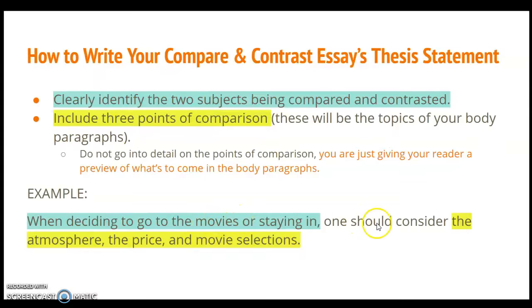So you'll see right here, she says her points of comparison are the atmosphere, the price, and movie selections. So the first body paragraph should be about the atmosphere. Go in the same order as your thesis statement. Then the second body paragraph will be about the price, and the third body paragraph is about the movie selections. Make sure you go in the same order because this is your roadmap for your essay, okay? So first, go with your first point that's included in your thesis statement. Second, third, go in that order when you do your topic sentences and your body paragraphs.